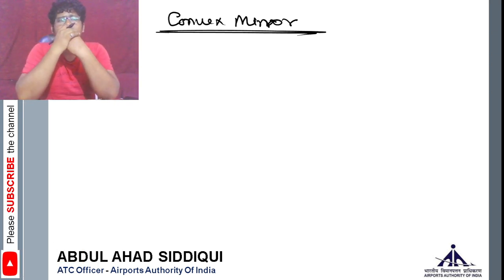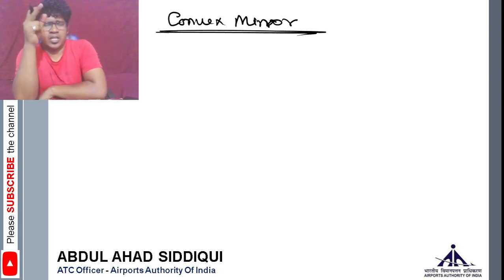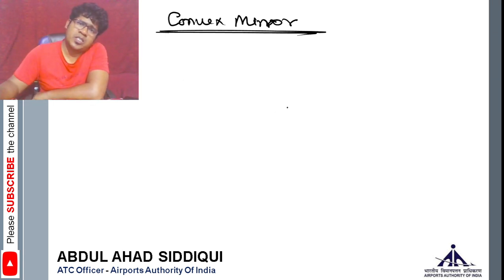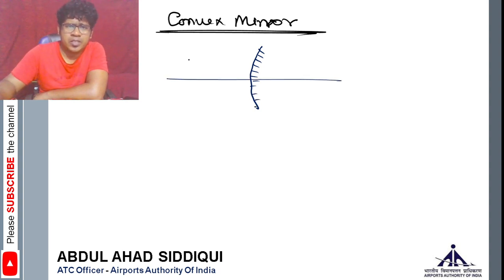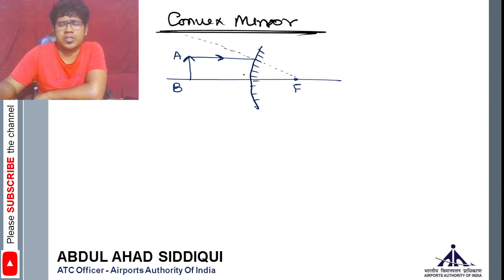Let's say I'll tell you the application later. Number 1, in the convex mirror, let's say you have this mirror. This is the polish. And let's say the object is here. This is A and this is B. So a ray of light is coming here. After reflection it will tend to pass through focus. So this is the focus. It will try to pass through here, but it cannot pass. So we will trace it in the reverse direction.